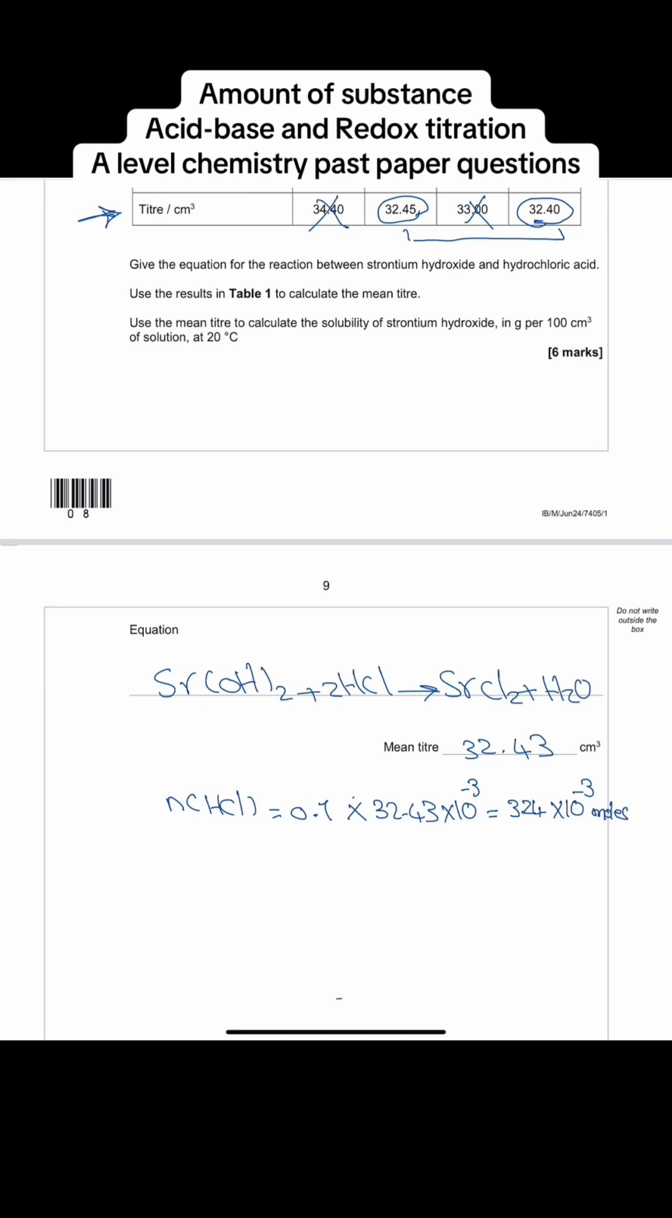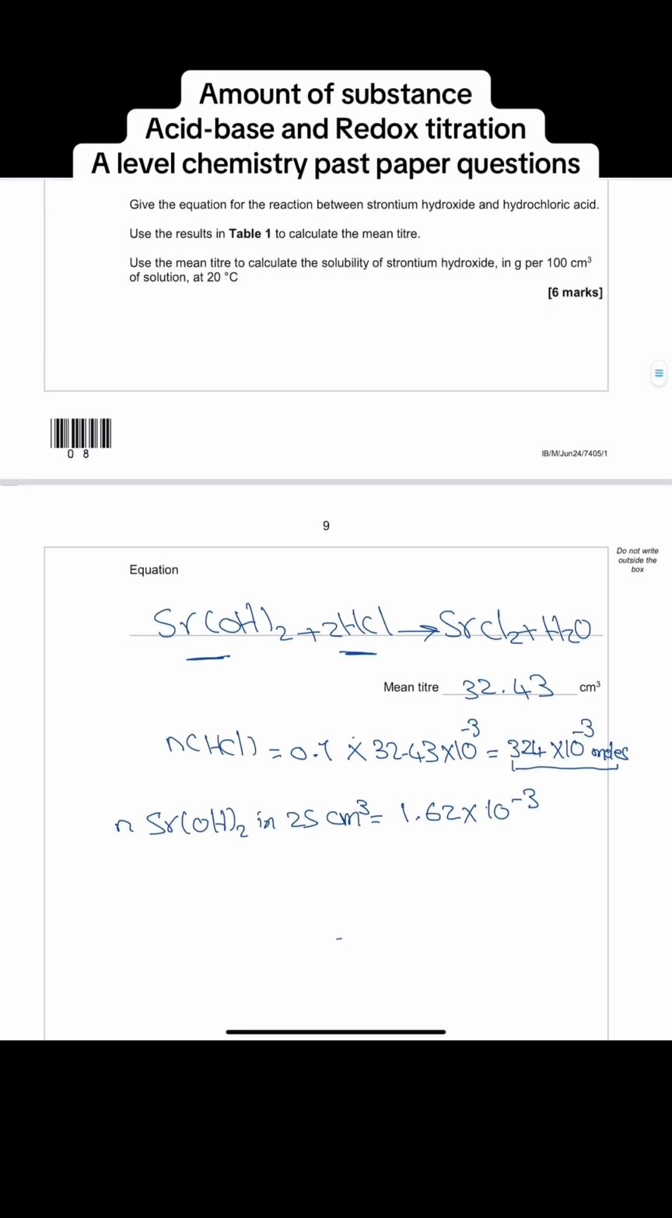Now, looking at the equation we just wrote, you can find that 2 moles of HCl react with 1 mole of strontium hydroxide, and we used 25 centimeter cubed of strontium hydroxide. Now we need to find the number of moles of strontium hydroxide in the 25 centimeter cube. That will be half the moles of HCl. So I'm going to half this value. So this is 1.62 times 10 to the minus 3.